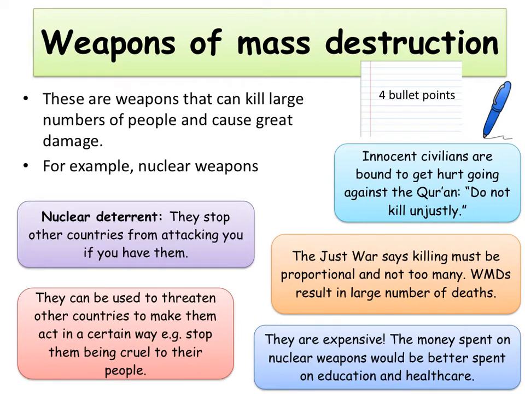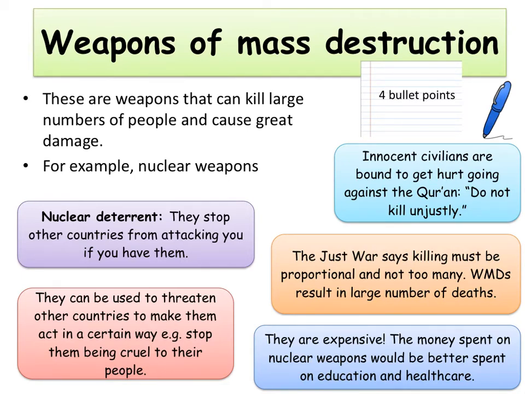Another idea is that innocent civilians are bound to get hurt, going against the Quranic teaching, "Do not kill unjustly." You have to look at the fact that they kill so many people as well that the killing is indiscriminate. You cannot justify the killing of that many people because you cannot target the people that you believe deserve to die. So even if some of the killing was just, much of it would be unjust.